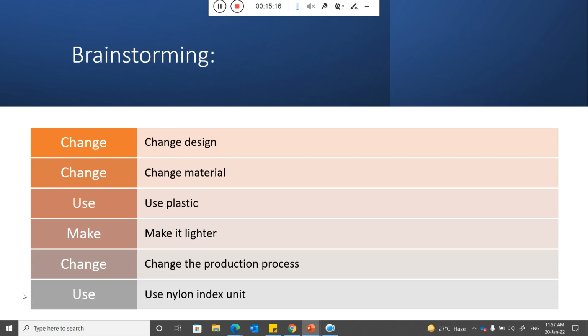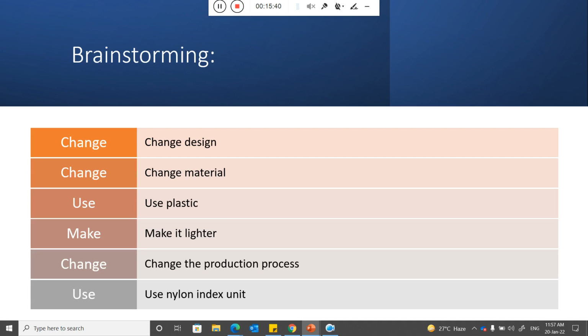So brainstorming outcome, first one, suppose the outcome will become like that: change the design. The next one will say change the material. That will be the outcome you get. If you do it actually, then maybe it will be different, but I just tell you the general thing. The next, use the plastic. This idea comes from that brainstorming.